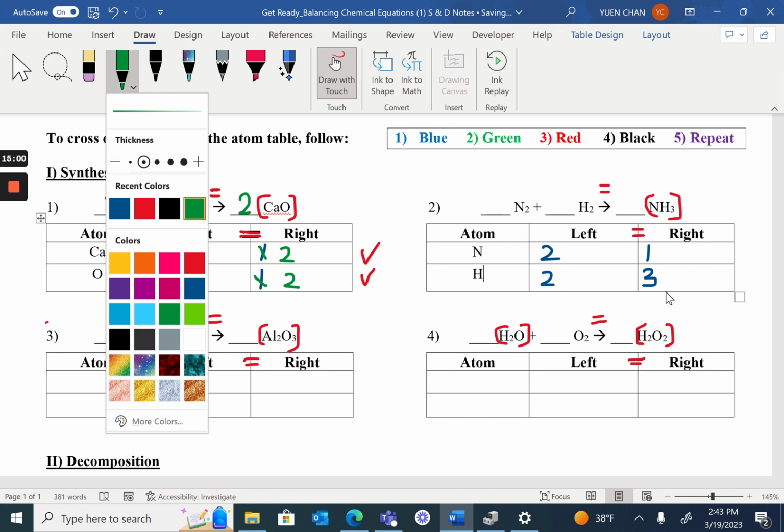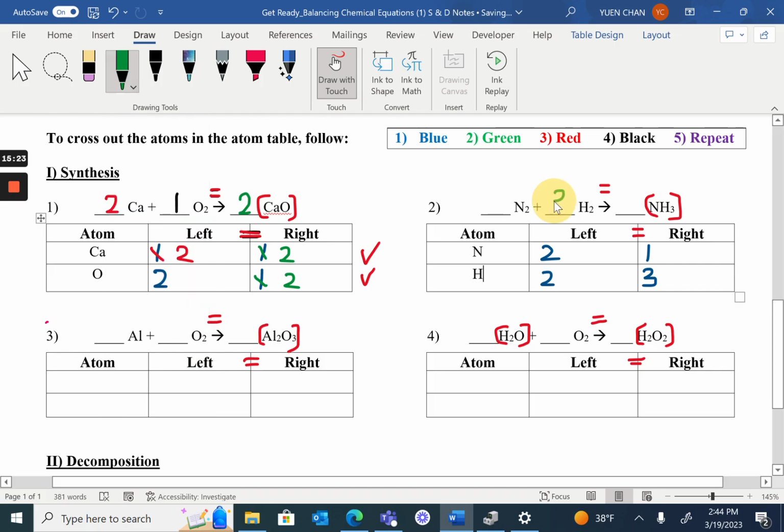So 2 and 3 is a very common one that you will see. So I'm gonna multiply 2 and 3. 2 is even, 3 is odd. I multiply 2 and 3 to get 6. That means I want the H to be 6 on the left hand side. So in order for me to get the 6 on the left hand side, it will be 6 hydrogen. That means I have to make this to be 6.